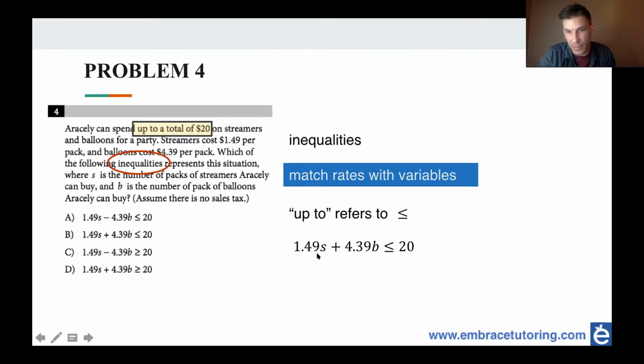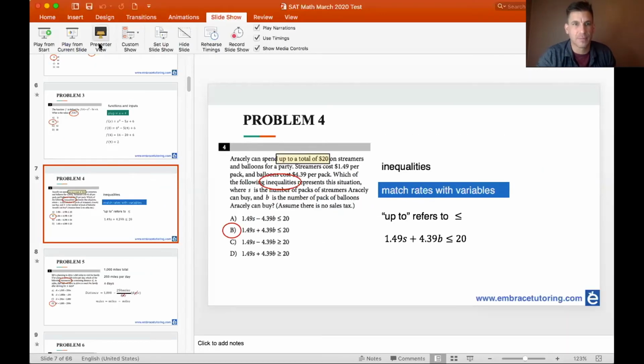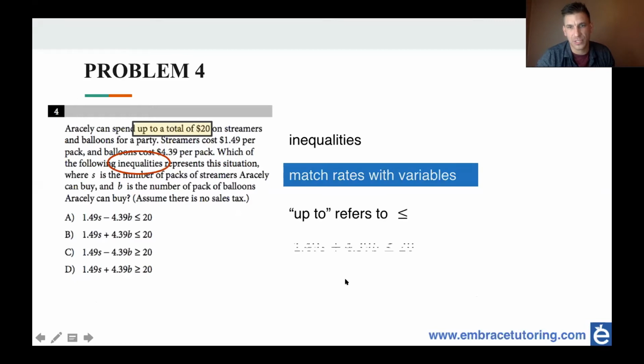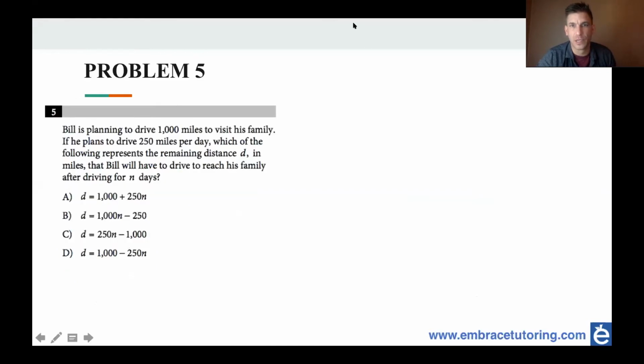I'm lining up my rate for $1.49 per streamer, and I'm doing my rate for $4.39 per balloon. And remember, as we break this down, the units would actually end up canceling. And it needs to be less than, sorry about that. And remember, it needs to be less than or equal to the $20, which essentially is what makes B our best answer, okay?